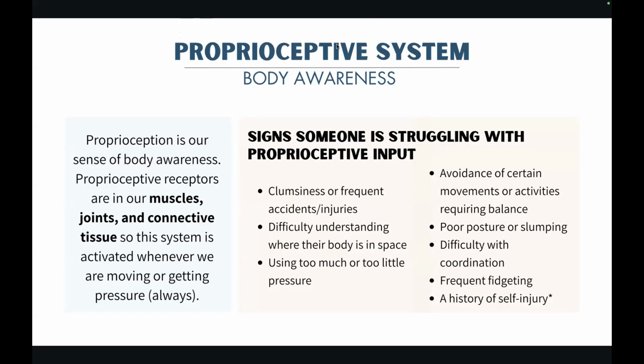Our receptors are in our muscles, joints, and connective tissues, so it's really always going to be activated. Every time I'm moving, I'm activating it, but it's also how I'm feeling the pressure of the chair on my leg is activating my proprioceptive system. So even if you're completely still, it's still going to be activated. This is a very cool and important system because it's the hardest one to overstimulate.